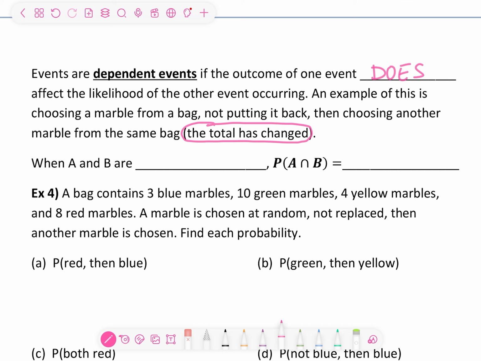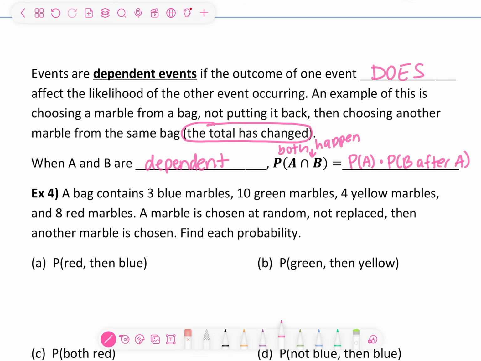Okay, so when A and B are dependent, meaning that the outcome of one is dependent on the other, then the probability of A intersected with B, so the probability that they both happen, that's what that intersection means, is now going to be the probability of A times the probability of B after A. You have to keep in mind that the probability of B happening after A is going to change something, versus the probability of B happening just on its own. Usually the total is going to change.